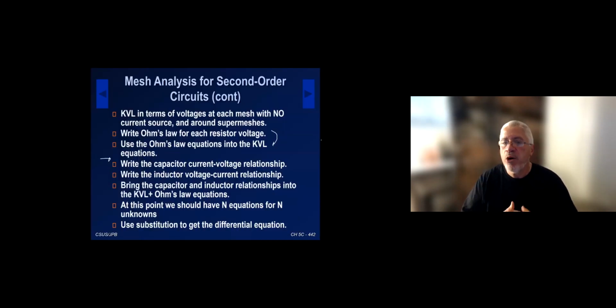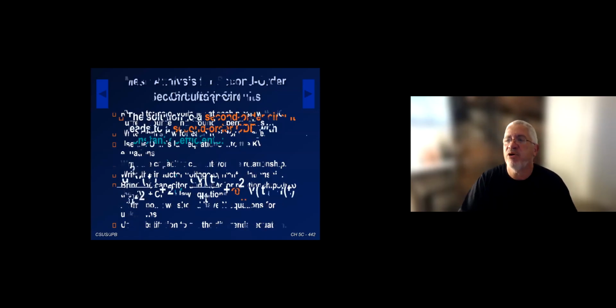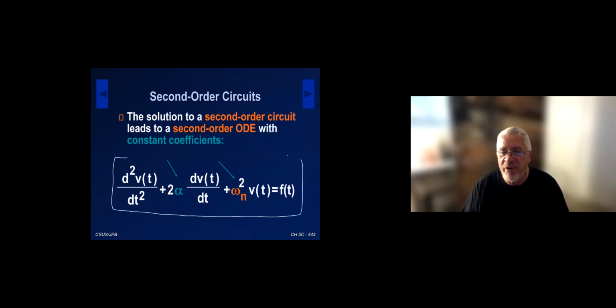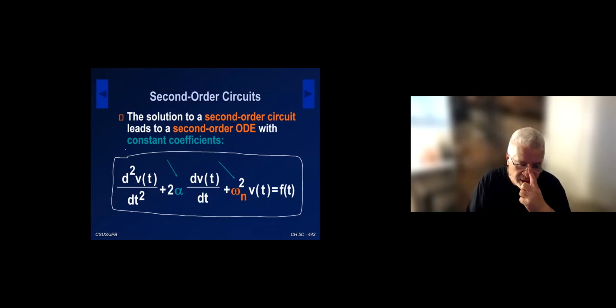Before we go to the example, just to note that for this entire section, the second order circuits, our solution, our nodal and mesh, is going to lead to a differential equation that looks like this. You're going to be very familiar with this. And we're going to spend some time today discussing the types of solutions that we get.